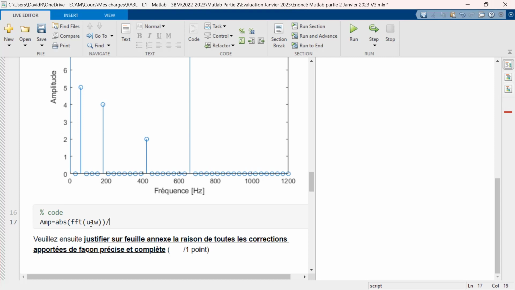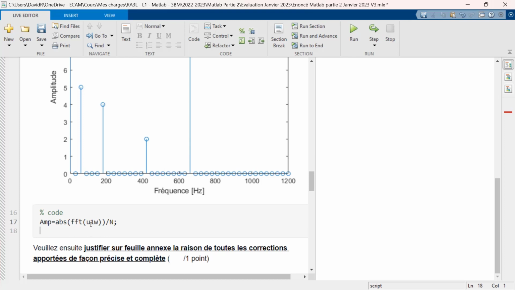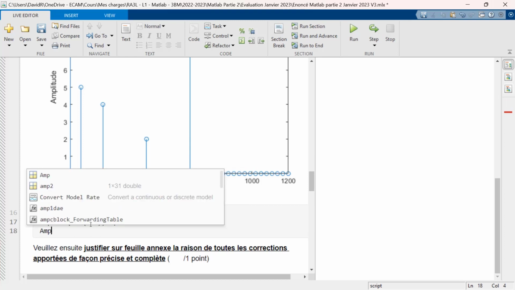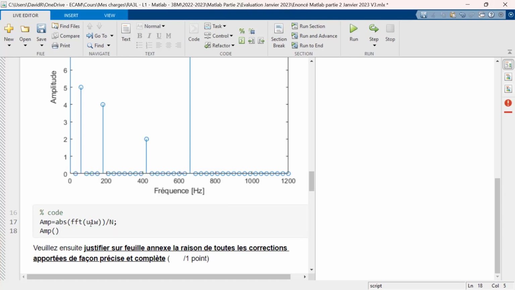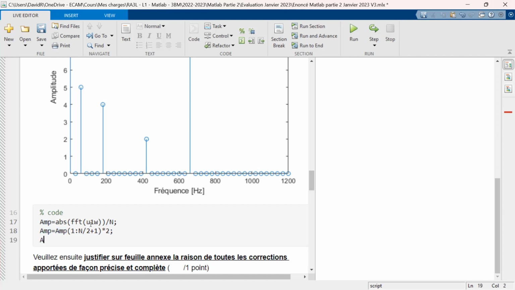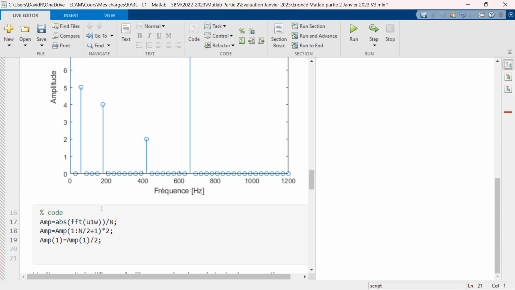Alors on va appliquer les corrections d'usage, je ne vais pas les commenter ici parce que je vais le faire juste après. On va ensuite ne garder que la moitié inférieure des données qui nous auront été fournies, donc de 1 jusqu'à n demi plus 1. Ici, on va multiplier l'amplitude par 2. À nouveau, je réexplique juste après pourquoi. Et puis, pour la première composante, on va venir rediviser cette amplitude par 2 ici.